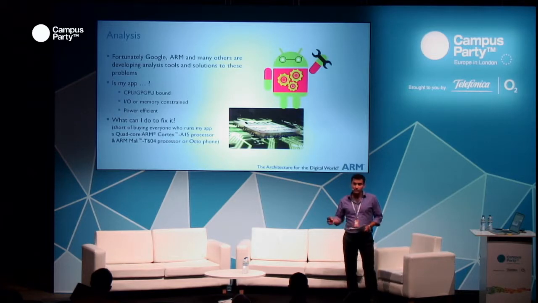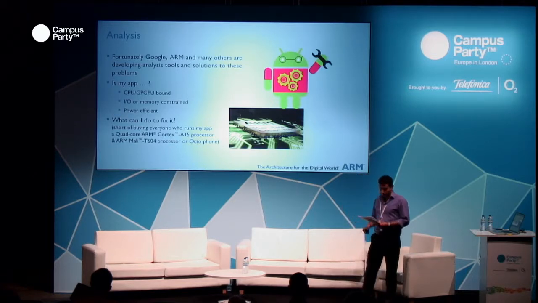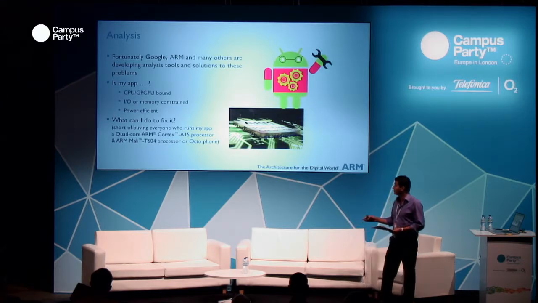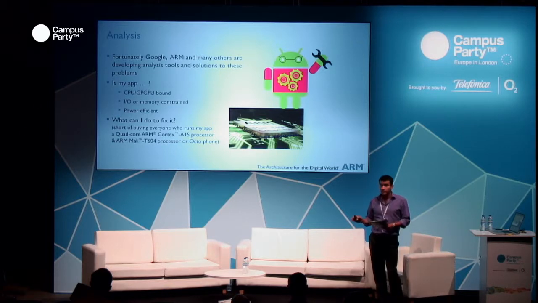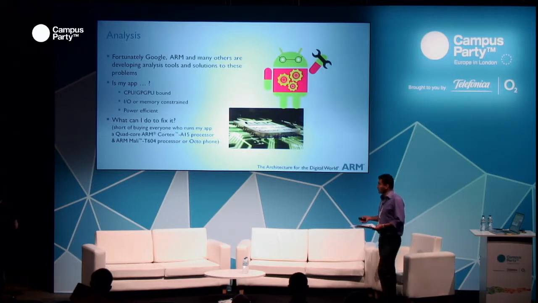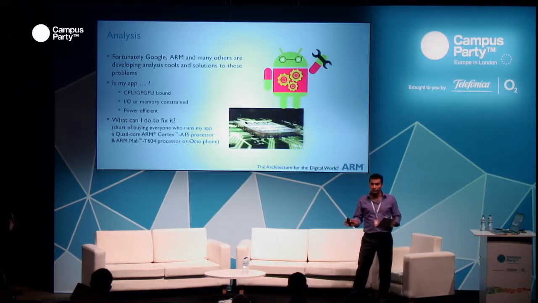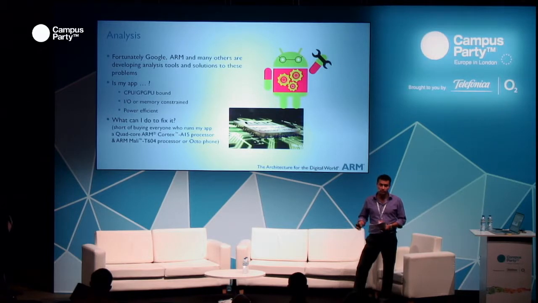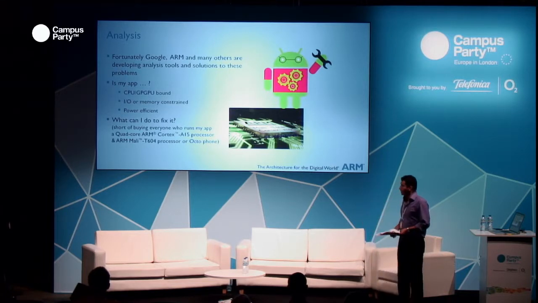So, some common analysis tools. What you see is that sometimes your apps might be CPU or GPU bound. If your app is doing a lot of stuff on the GPU, doing a lot of graphics processing, then technically speaking, we call that a GPU bound app. Or if your app is limited by the CPU power, you're not doing much graphics, you're doing a lot of work on the CPU, so your app might be CPU bound.